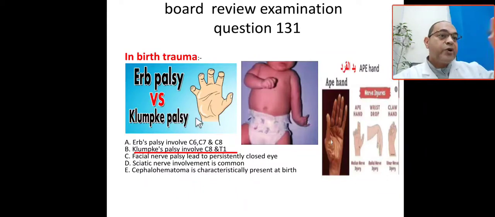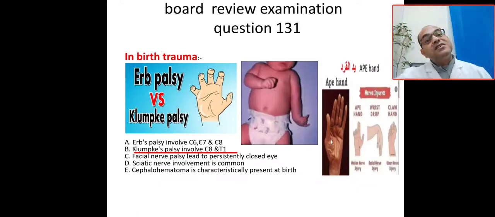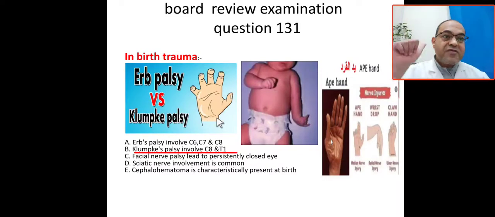The first differential point is the site of the lesion. In Erb's, it will be in the upper trunk, C5 and C6. What is the common association? It will be associated with injury of C7, which is the middle trunk, and it will be associated with scapular winging. Sometimes it can be associated with C4, which is phrenic nerve injury and can be mistaken for pneumonia. This is the first differential point, the site of the injury.